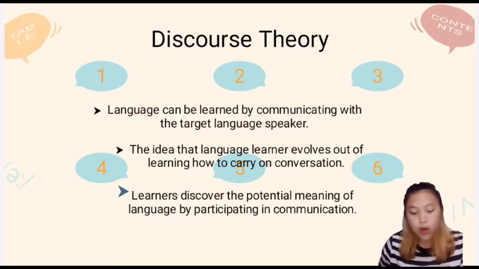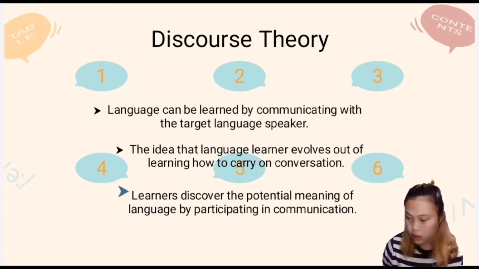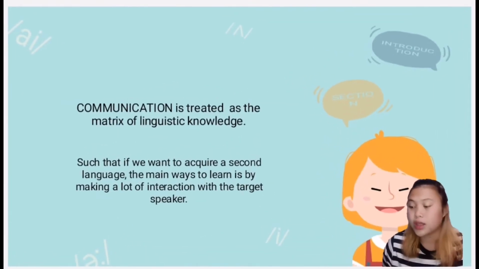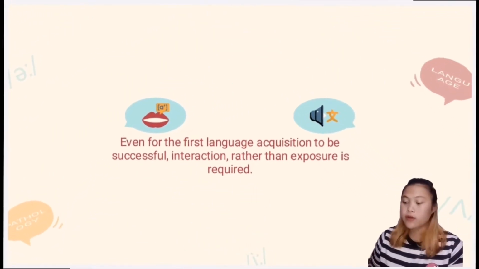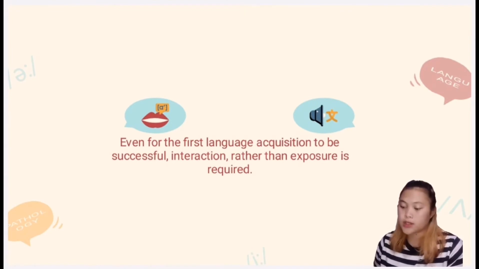So we have 4 types of discourse. We have description, narration, exposition, and argumentation. Communication is treated as the matrix of linguistic knowledge, such that if we want to acquire a second language, the main way to learn is by making a lot of interaction with the target speaker. Even for first language acquisition to be successful, interaction rather than exposure is required.